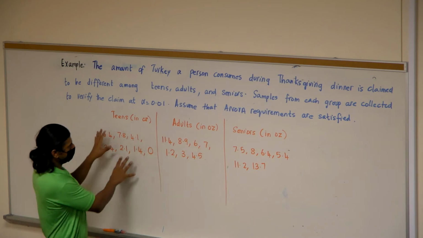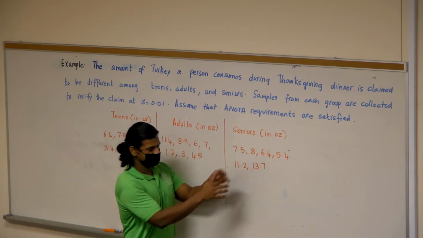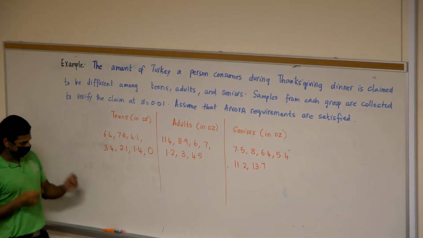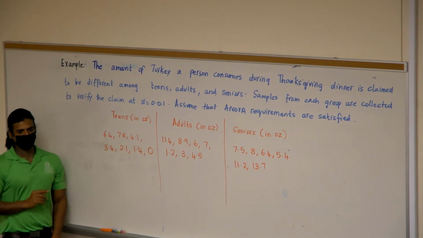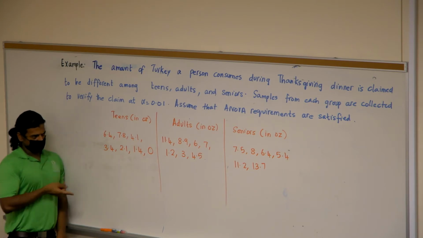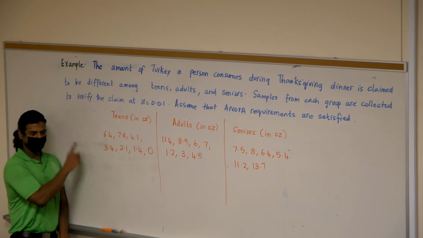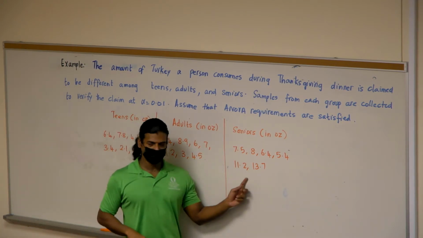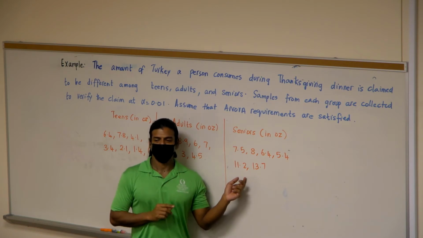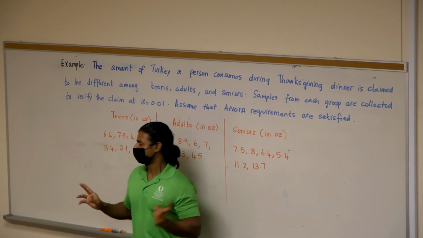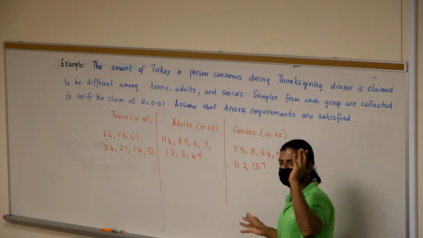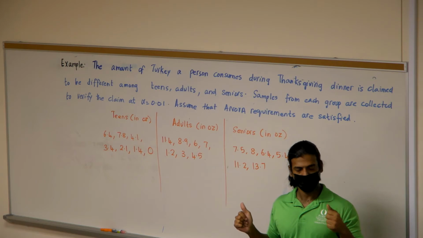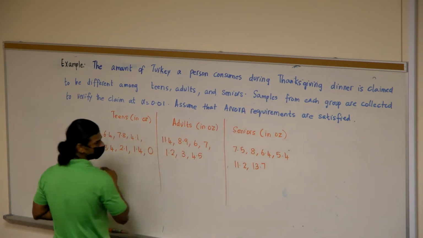So, teens, adults, seniors, and we measured the amount that they ate that particular day. We recorded that information. This is what I want you to do. Put this data in list one, that in list two, that in list three. We're not going to do augment. Combine all of these and put it in this form. Does that make sense? What's the first number? 6.4. Okay, thank you.